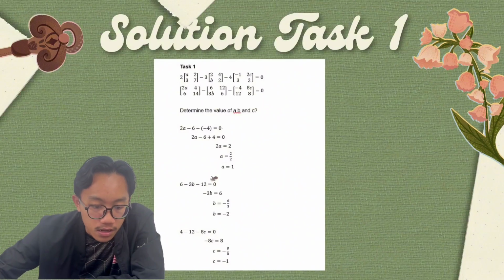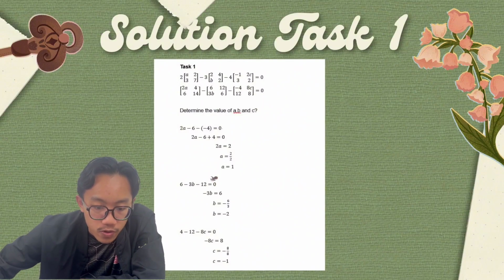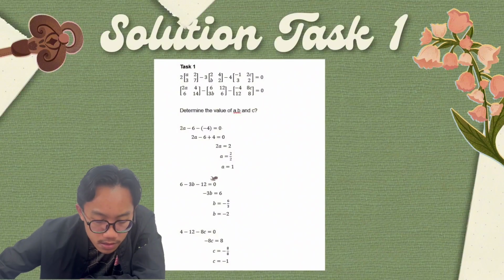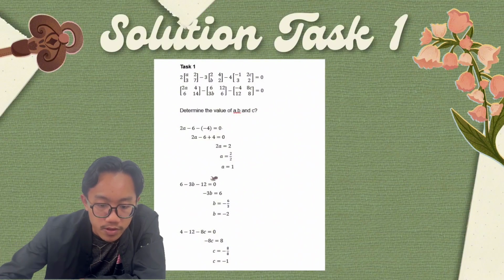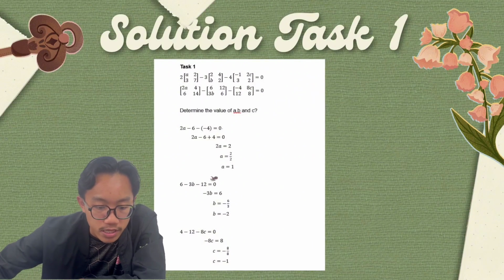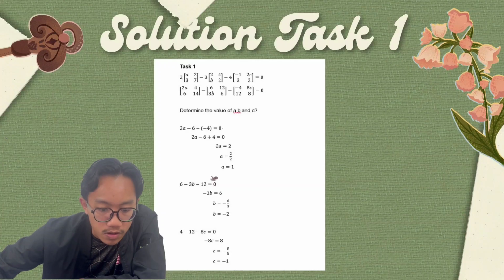Let's start with the first: 2A minus 6 plus 4 equals 0. Simplifies to 2A minus 2 equals 0. Adding 2 to both sides gives 2A equals 2. Dividing both sides by 2 results in A equals 1.